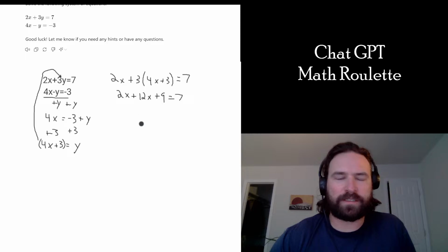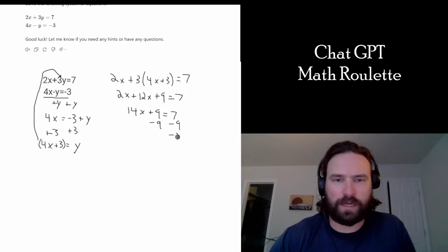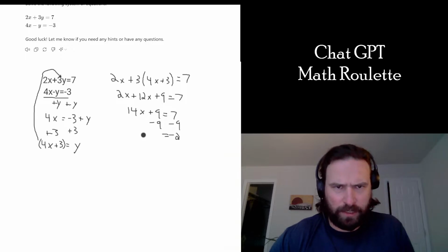We can combine like terms on the left side of the equation, so 2x plus 12x is going to equal 14x, and then we got plus 9 equals 7. Then I'm going to subtract this 9 over. That's how you solve an equation like this. It's going to equal -2, and as I feared, this is going to be a pretty ugly number.